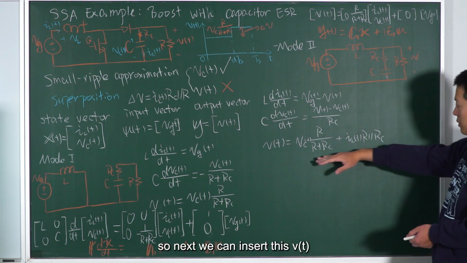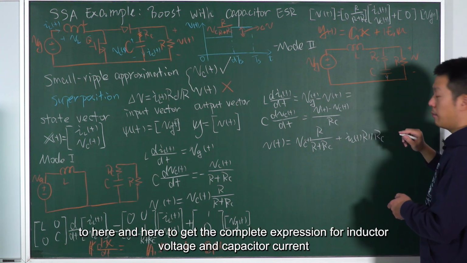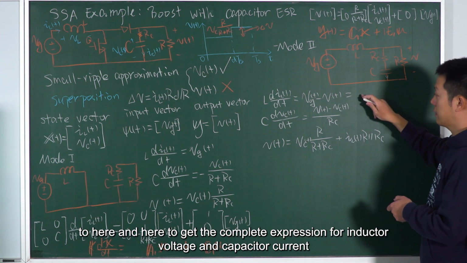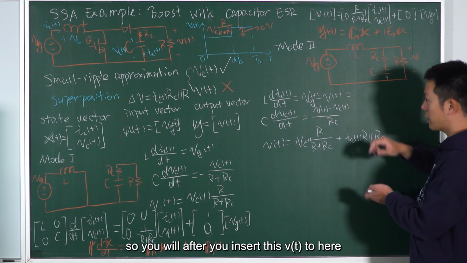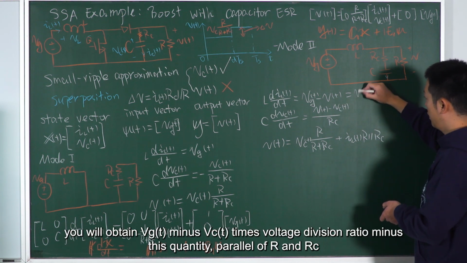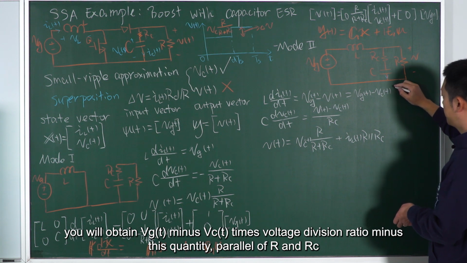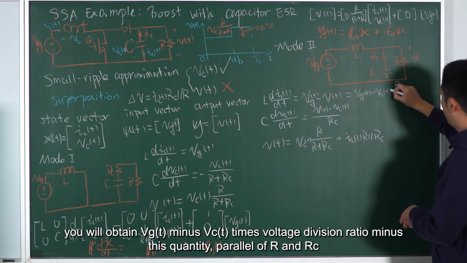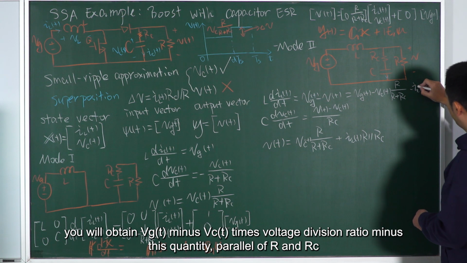So next, we can insert this Vt to here and here to get the complete expression for inductor voltage and capacitor current. After you insert Vt to here, you will obtain Vg minus Vc times the voltage division ratio, minus this quantity, IL times the parallel of R and RC.